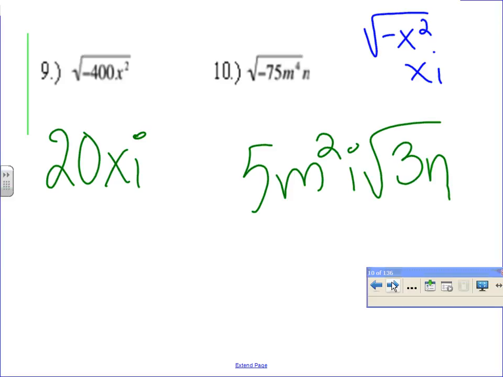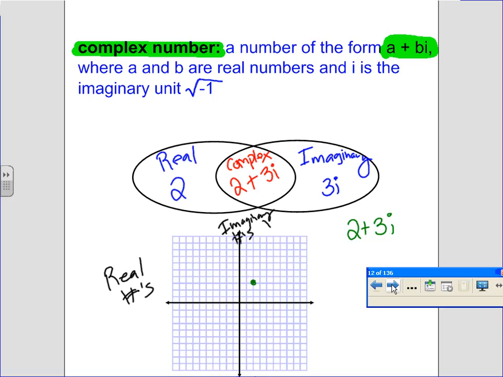Okay, I want you to flip your packet so that the orange page is on your desk, and I'm going to give you a piece of graph paper. So we're going to use this. I want you to flip your packet to the blank orange page, title it complex numbers, and you're going to need the graphs just for part of it.